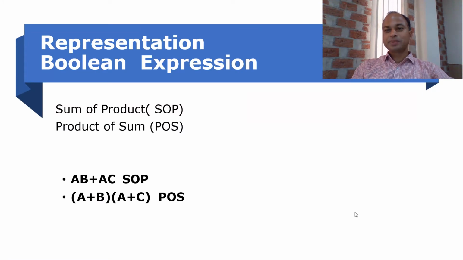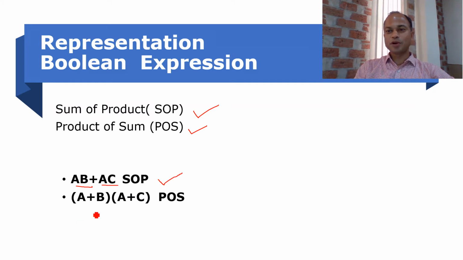What is a Boolean expression and how can we represent it? Normally a Boolean expression can be written in the form of a sum of product form or a product of sum form. In sum of product form, initially we take the product, then we do the sum. Like AB is a product, AC is a product, and finally we are taking the sum of AB and AC. So this is called sum of product.